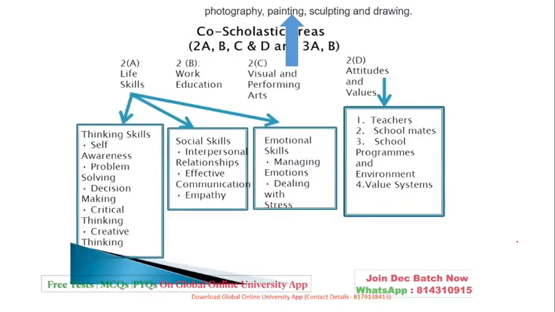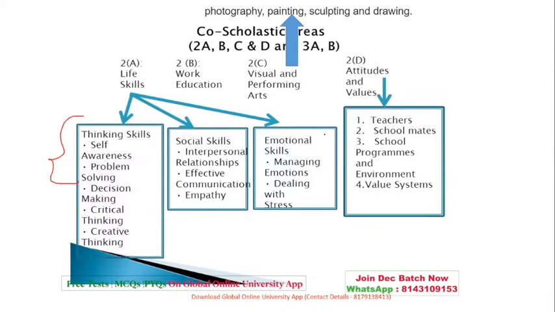I've just given examples in the next slide. For life skills, basically, what will come under thinking skills, social skills and emotional skills, and attitudes and values. Visual and performing arts will talk about photography, painting and sculpting. So here also you can take a 1 minute pause and just see this example, so that in case you get various examples, you should be able to write them.